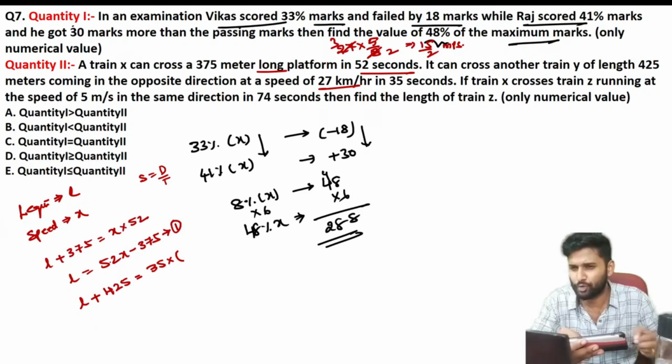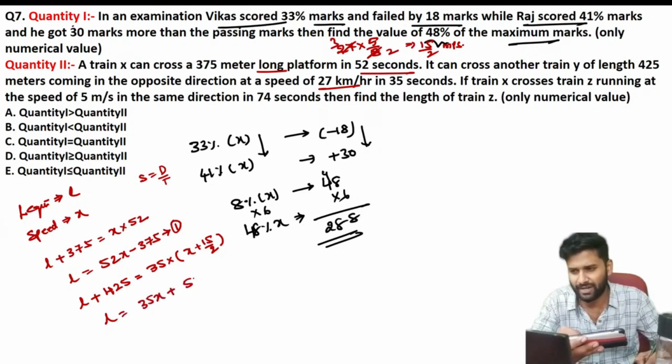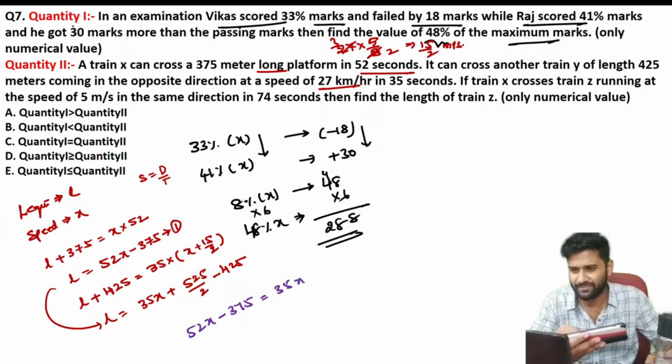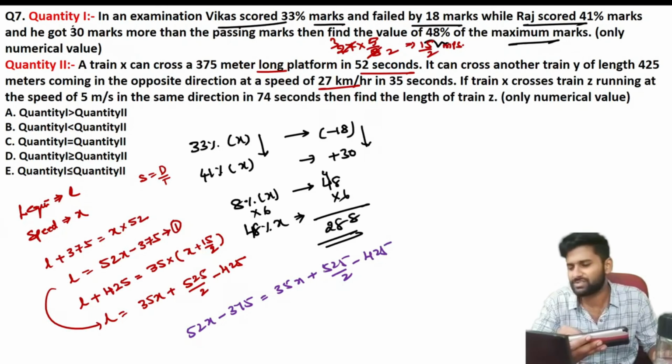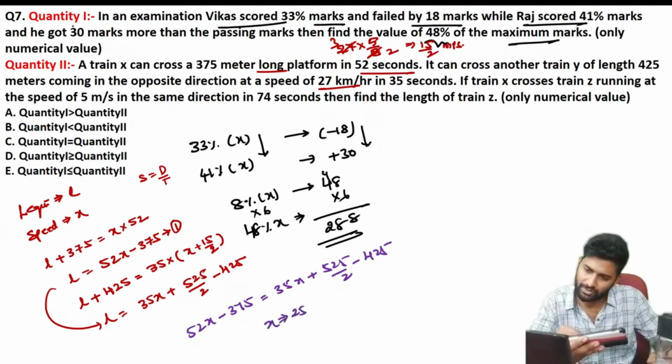Now see, here you already know that if two objects are traveling in opposite directions, relative speed is addition. So x plus 15 by 2. Now what about the length here? 35x plus 35 into 15 by 2 is exactly equal to L plus 425. Now you will get L, so substitute this L here. Now 52x minus 375 is exactly equal to 35x plus 35 into 15 by 2 minus 425. Now just go through the calculation, guys. You will get x is equal to 25 by 2.